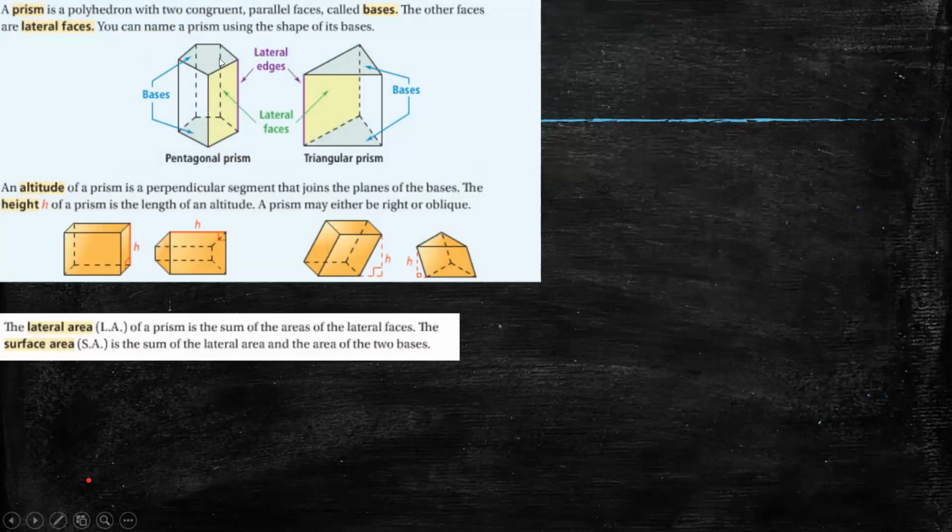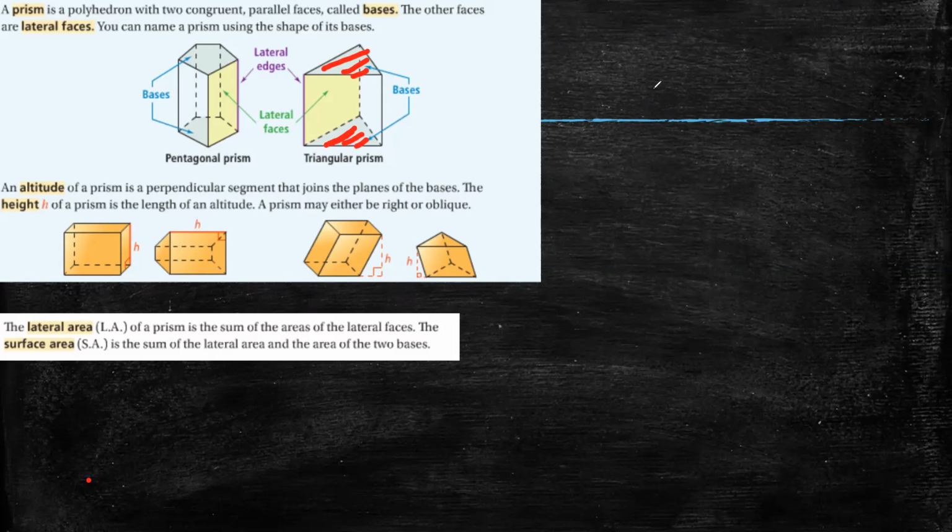Now, today we will talk about the prism only. The prism is a polyhedron with two congruent parallel faces. We call them bases. As we said, they are parallel to each other. The other faces, we call lateral faces. And you can name a prism using the shape of its bases. As we say, rectangular prism.